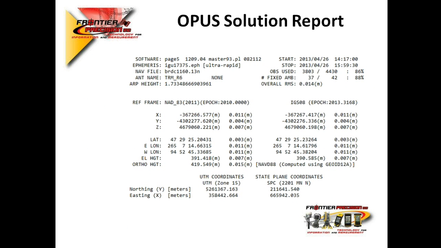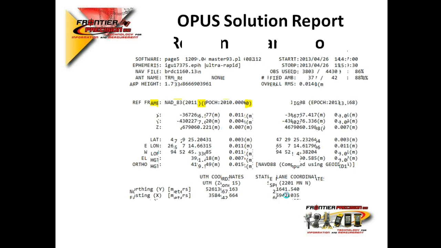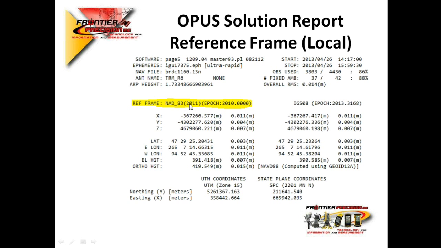Okay, let's move on to looking at and reviewing the Opus solution reports as well as the NGS data sheets. This is a standard Opus solution that you'll get. Most of you that use Opus are very familiar with this. It reports back some header information, some positional information, which we're interested in the NAD83 position typically, but it also gives you an IGS08 position. It reports out the UTM and state plane coordinates based on its choosing relative to the geographic location or your choosing. One of the things that we want to make note of is, is this important?